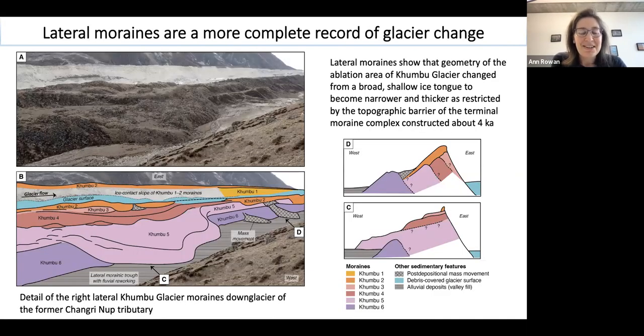But this is where it gets a bit more complicated. The lateral moraine sequence, this is the Khumbu lateral moraines again, that I showed you in the previous slide. This is the Khumbu 2 moraine here. This is the Khumbu 6 moraine here that we dated. But moving up, further up the ablation area of the glacier towards where the confluence with the Changri Nup glacier was, we see a larger number of moraines represented in the landform record.